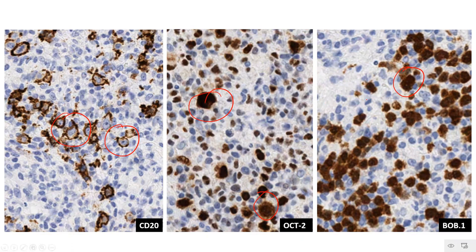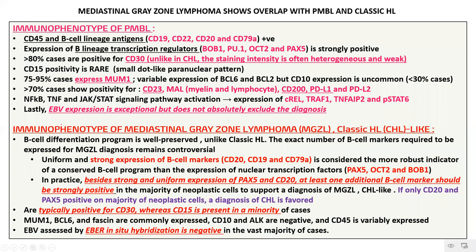But in this case, the histology tends to side towards a nodular sclerosis Hodgkin lymphoma. So this would be a gray zone lymphoma, but with a morphological semblance of a nodular sclerosis subtype. Okay, so this is the immunophenotype of the mediastinal gray zone lymphoma of the classic Hodgkin lymphoma-like appearance.